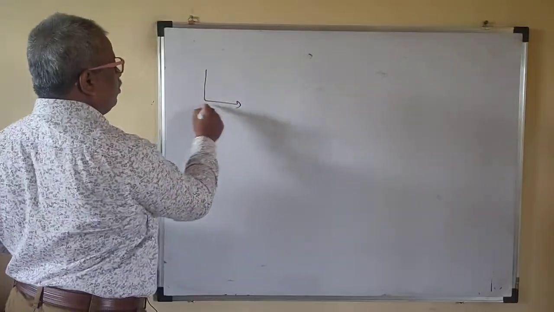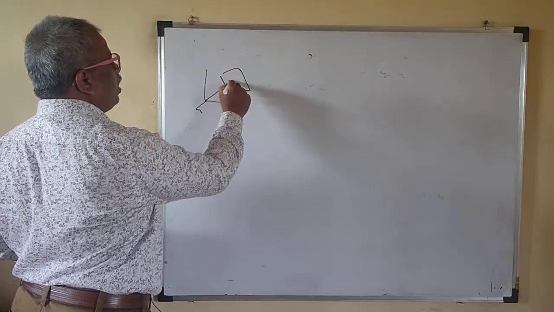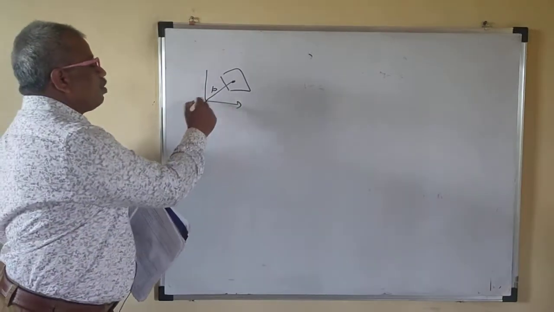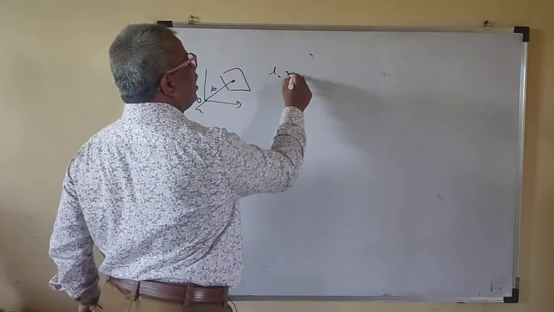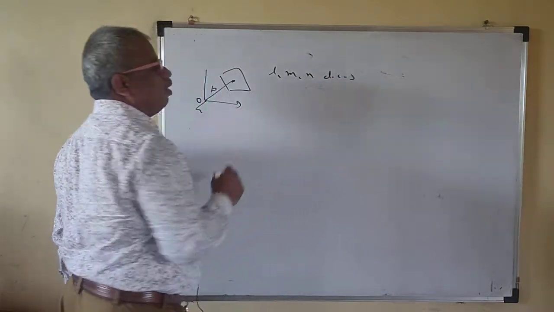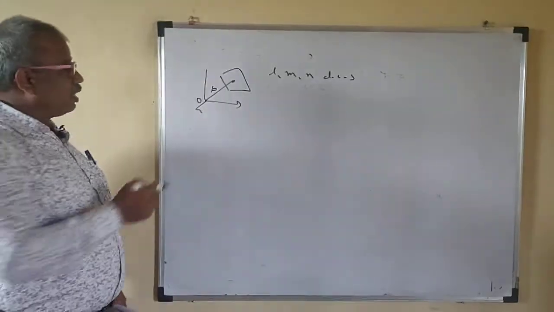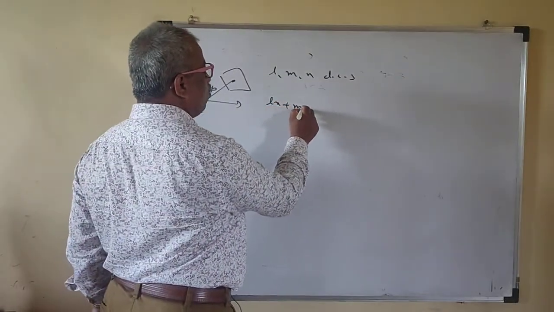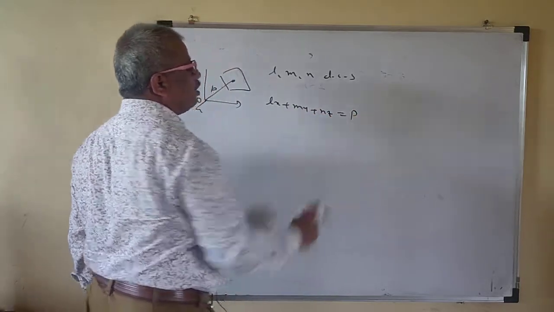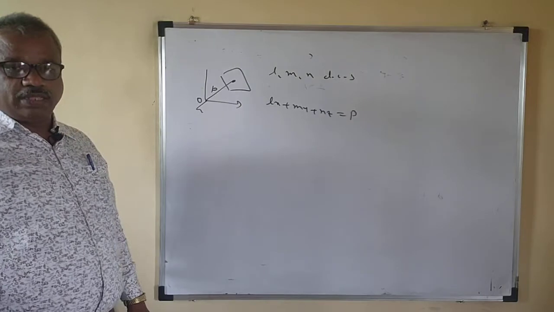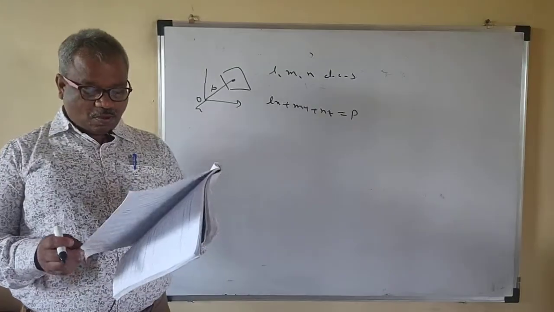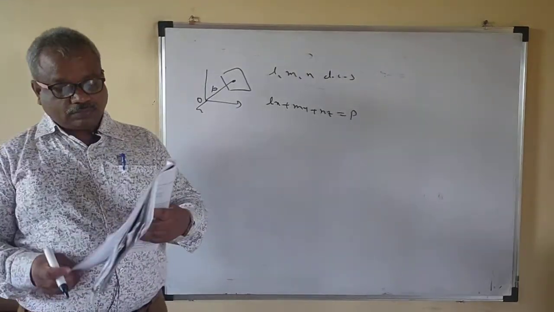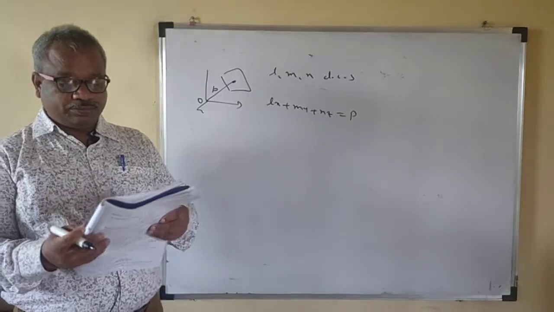Now suppose this is a plane and the perpendicular distance is p. That means p is the perpendicular distance of the origin from the plane, and l, m, n are the DCs of the normal to the plane. Then lx + my + nz = p is called the normal equation of the plane. This is the equation of the plane in normal form. Here l² + m² + n² = 1, and p is the distance from the origin.